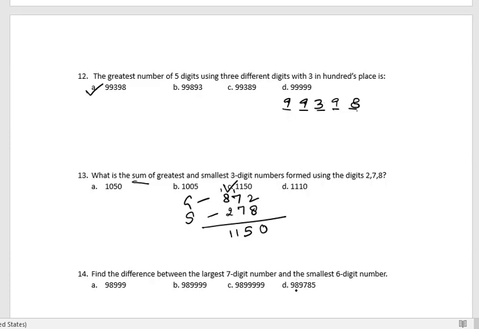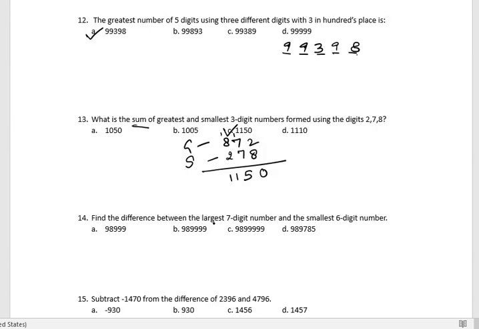Next question. What is the difference between the largest 7-digit number and the smallest 6-digit number? Read the question carefully because sometimes it asks the smallest 7 and largest 6, but this time they have asked you the other thing. So largest 7-digit number will be 7 nines, 1, 2, 3, 4, 5, 6 and 7. When we talk about the smallest 6-digit number, 5 zeros and 1. So 0, 0, 0, 0, 0 and we have 1 here.